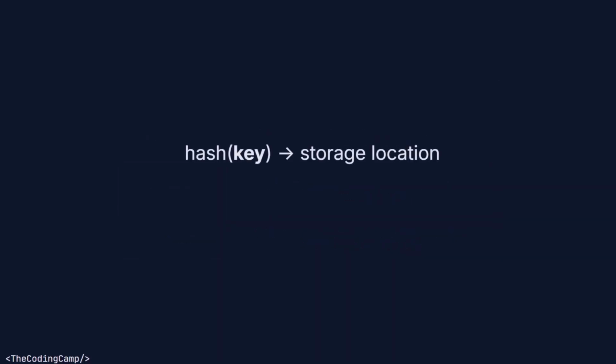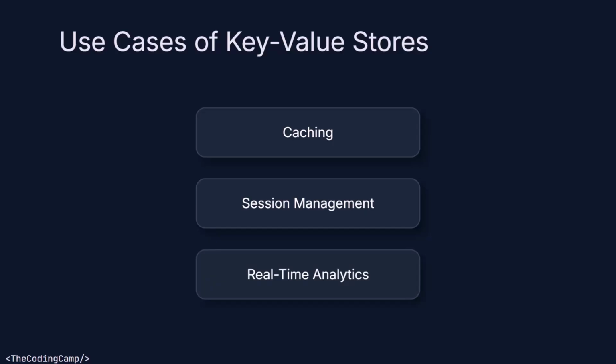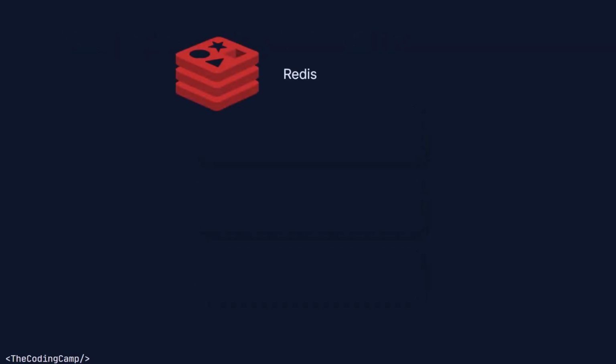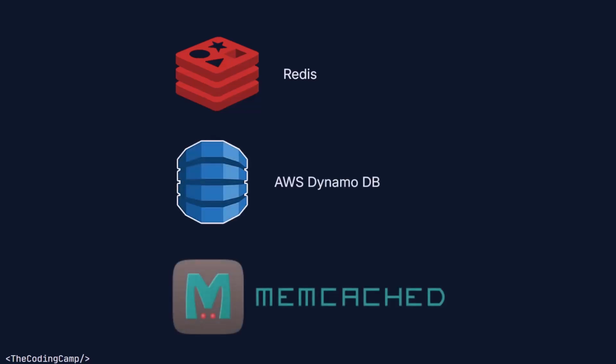Partitioning of the data happens on multiple servers, and a hashing function determines in which server a record with a specific key exists. Common use cases of key value stores are caching, session management, and real-time analytics. Some popular key value stores are Redis, which is an extremely fast in-memory cache, AWS DynamoDB, and Memcache.